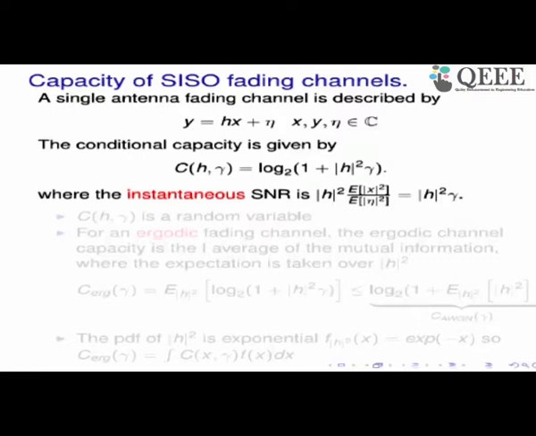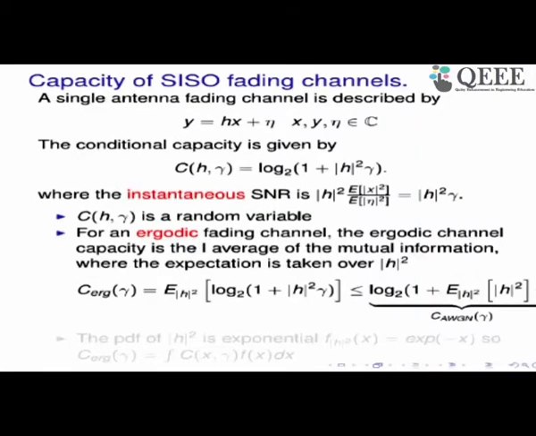Now this conditional capacity, C of H and gamma, is a random variable because H is a random variable. A function of a random variable is also a random variable. Now if I assume the channel is ergodic, that is, it is a fast fading channel, not block fading, where you can assume it is varying every symbol duration, then for an ergodic fading channel the capacity is called the ergodic capacity. It is basically the average of the conditional capacity, where the average is taken over the channel power, that is H square.